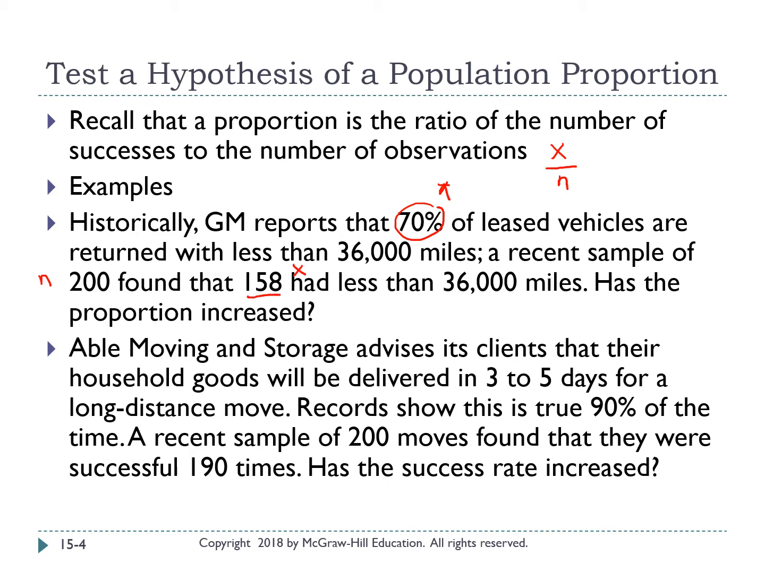Okay, the second example, record show this is true 90% of the time. So this 90% is our pi, because normally pi will be in the forms of percentage. A recent samples of 200. So this 200 is our n, and found that they were successful 190 times. So this 190 times is our x. Okay.